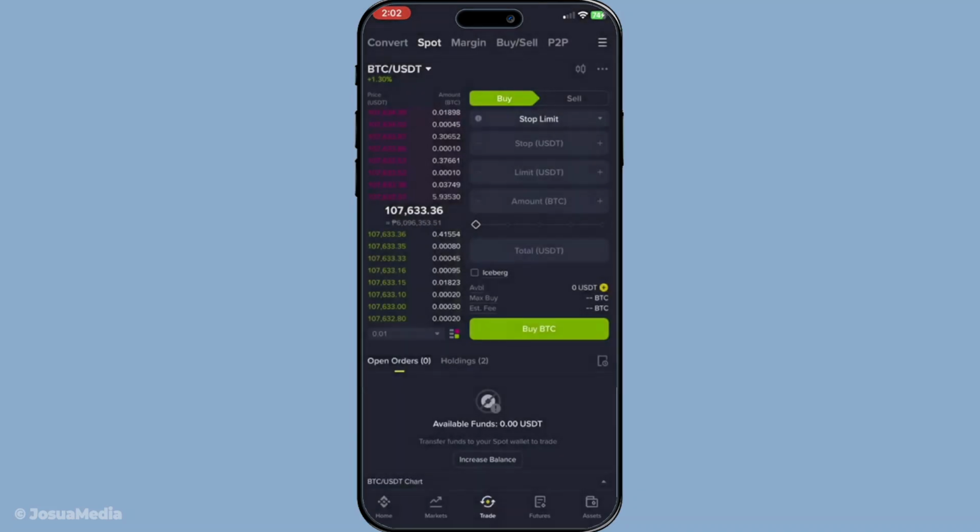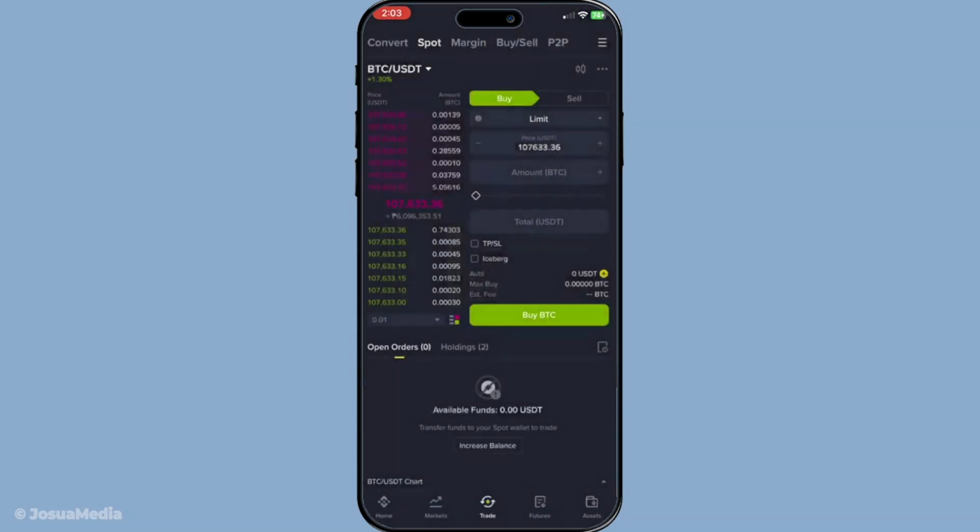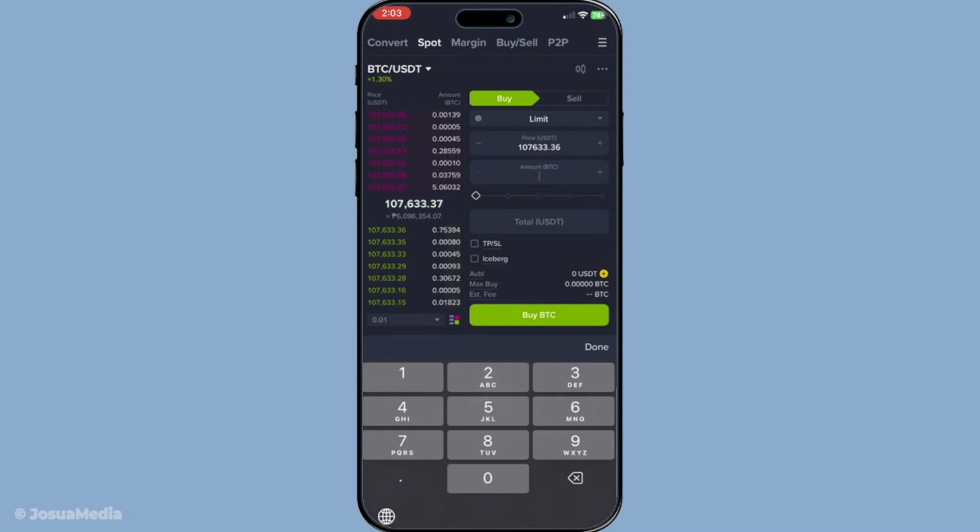With your order type selected, you can enter the amount you want to buy or sell. Whether you're buying or selling, clarity on this step is vital to ensure the correctness of your transaction. Double check your figures to avoid any financial mishaps.